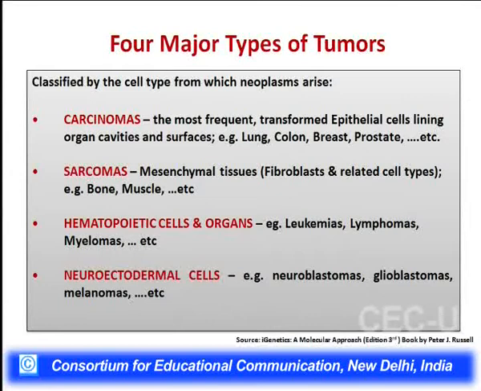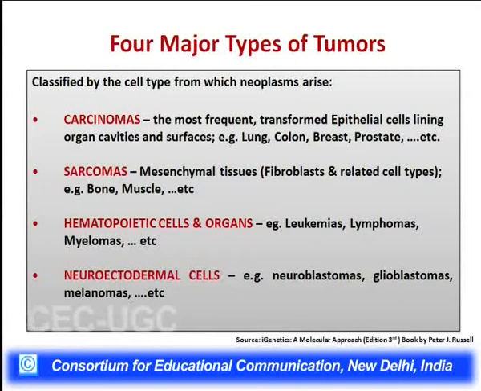The second one is the sarcomas, which are basically in the mesenchymal tissues. These are present in the bone and the muscle cells. Then come the hematopoietic cells and organs, which include the leukemias, which are the blood cancer of the RBCs and WBCs, lymphomas, which are the cancer of the lymph nodes or the lymphatic vessels, and then the myeloma. The last one is called the neuroectodermal cells, which are the neural cells: the neuroblastomas, glioblastomas, and melanomas. So these are the four major types of tumors which have been classified.